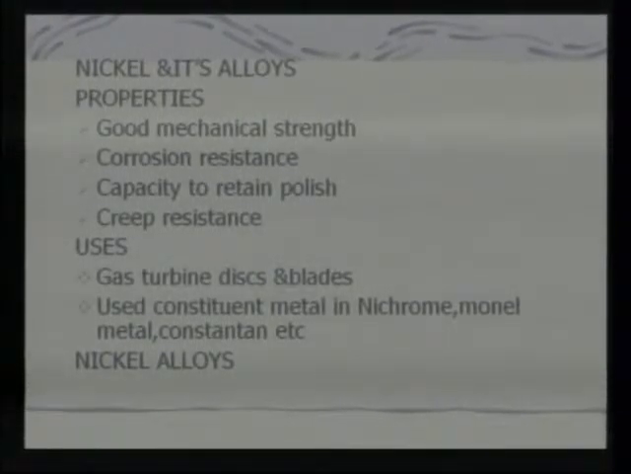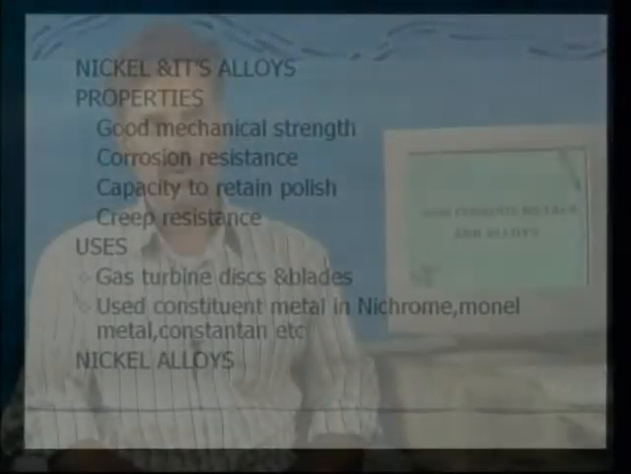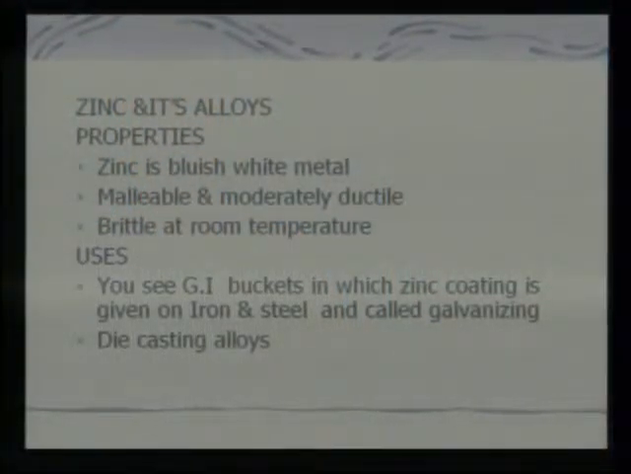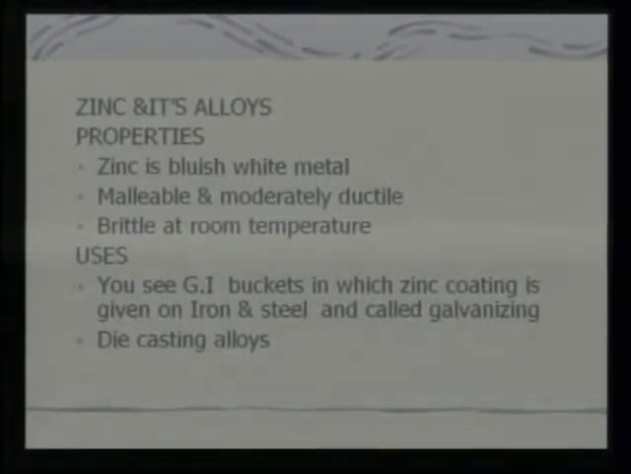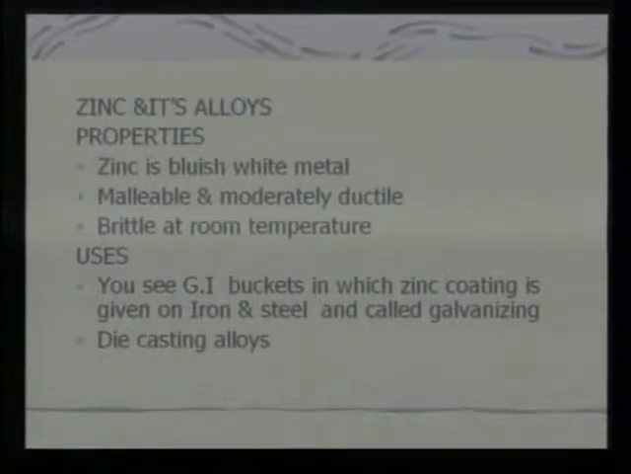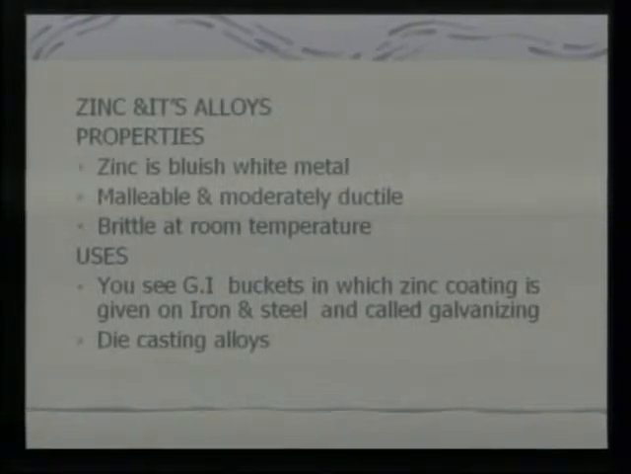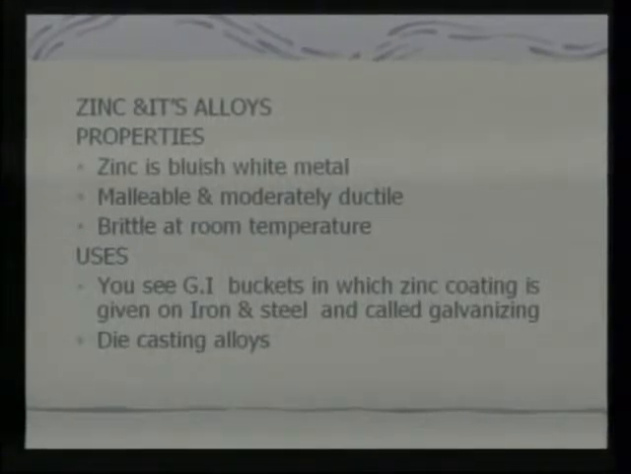Next to monel metal, constantan, etc. To conclude this, nichrome, an alloy of nickel, chromium, iron, is used as heating element as you have seen. Zinc and its alloys, the properties are like this. Zinc is a bluish white metal, malleable and moderately ductile, brittle at room temperatures. That is, brittleness means this will not give sufficient deformation before its failure when it is subjected to load.